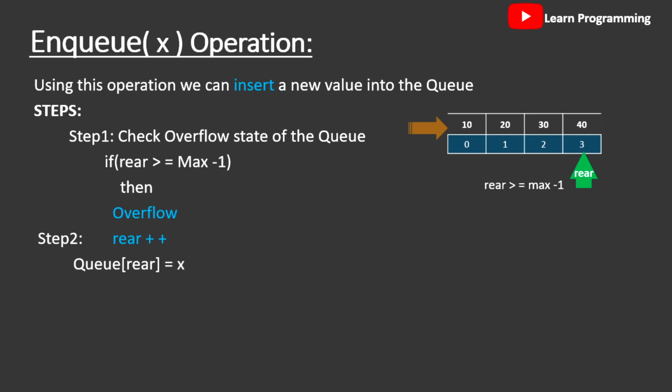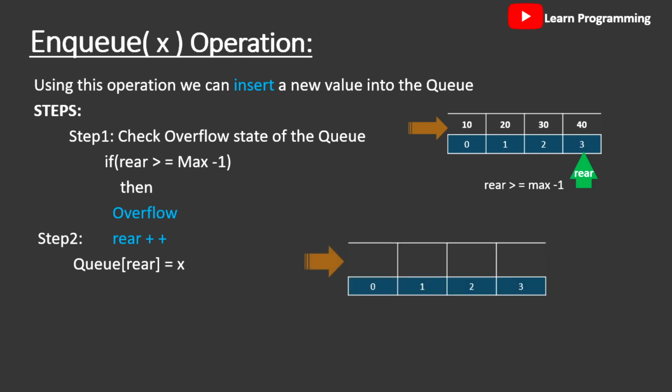So here we have the max of 4 and minus 1. So rear is 3. So 3 greater than or equals to 3, condition is true. Then it is just printing overflow. Let us consider this case where we have no values in the queue. So the rear pointer and front pointer is pointing to minus 1. And since minus 1 is not greater than or equals to 3, it goes to step 2 where we are incrementing the rear position and then we are inserting the value 10 to the queue.